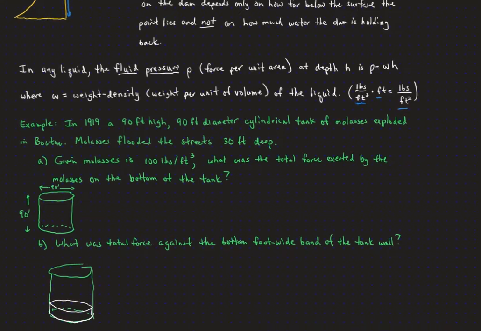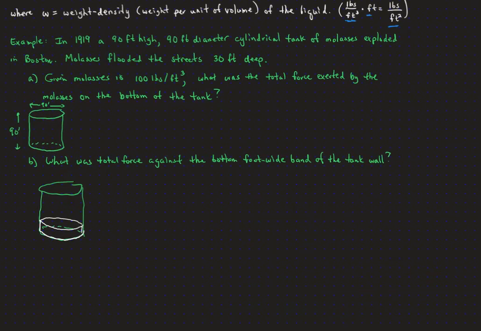Now, this is kind of an amazing example. I think this is actually true. In 1919, a 90-foot high, 90-foot diameter cylindrical tank of molasses exploded in Boston. Molasses flooded the streets 30 feet deep. What a horrible way to die, to get crushed or drown in molasses. Anyway, Part A: given molasses is 100 pounds per cubic foot, that's its weight density, what is the total force exerted by the molasses on the bottom of the tank?